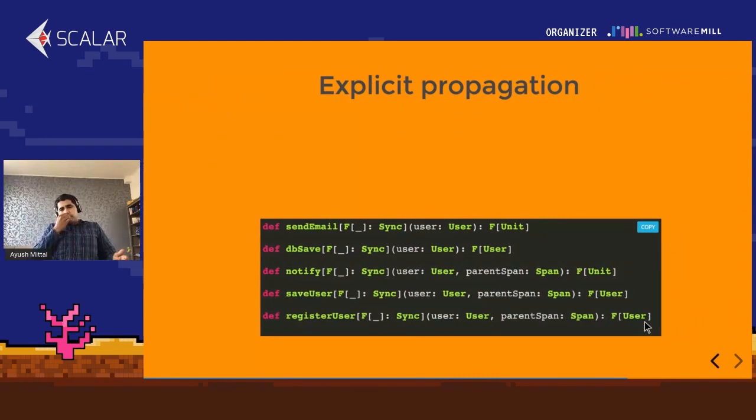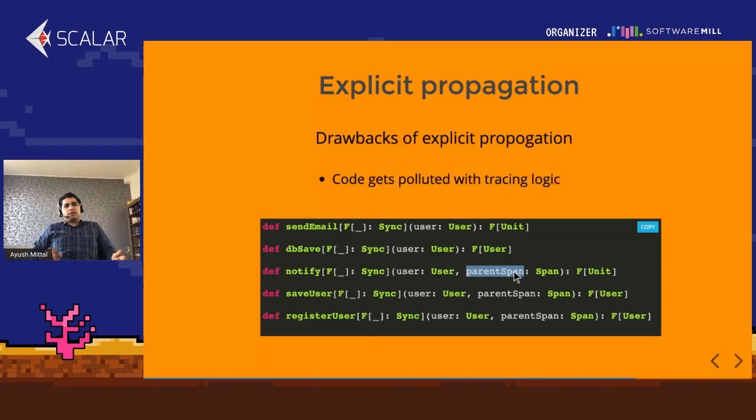Well, if you look at our code now, apart from business logic, we are also having tracing logic mixed with it. Ideally, the notify method did not have a requirement for anything called a span, but now, as an operational concept, we have to pass a parent span because we need to generate traces. So this business logic is getting mixed with tracing logic. And that is a drawback of this manual propagation: your code is getting polluted with tracing logic everywhere, and business logic might be overshadowed.